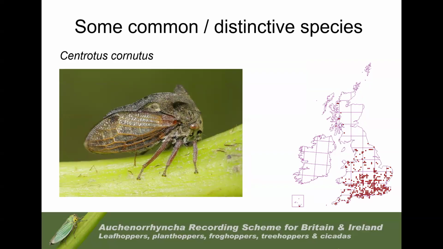Last of the distinctive species, Centrotus cornutus. I've already shown this as one of the tree hoppers with the backward pointing spine from the thorax. This one also has little horns pointing sideways as well. So some people have decided to call it the horned tree hopper. Basically a woodland species, it feeds on a number of different trees, possibly ant-associated, as I said before.